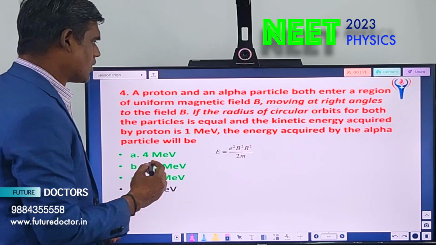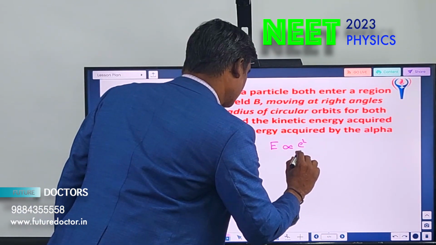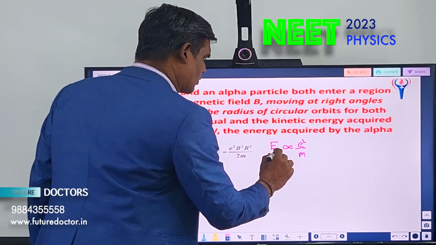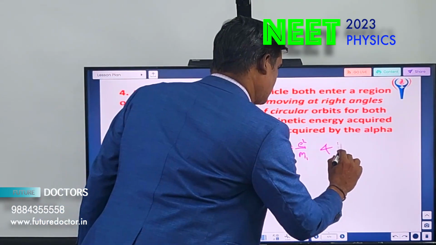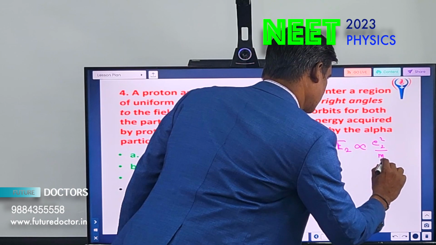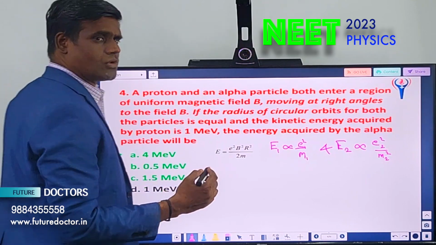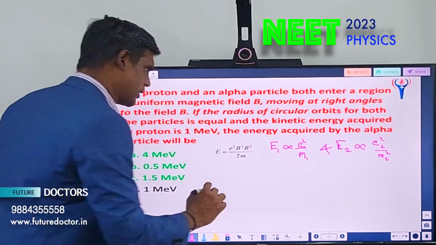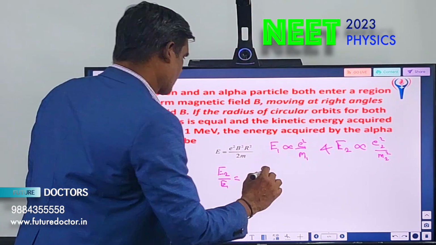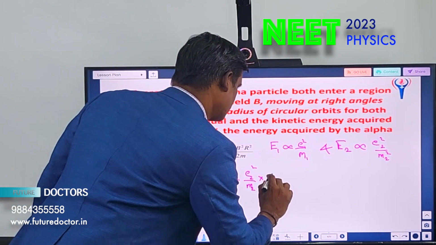Then here, what does E depend upon? E depends upon 2 factors only. E is proportional to e square and inversely proportional to M. Okay. Now 2 particles are given: one is a proton, another one an alpha particle. So for the proton we'll keep E1, small e1, M1, and E2 is proportional to e2 square by M2. Now here what do you want to find? You want to find the energy acquired by the alpha particle, so E2 by E1. It's not E1 by E2, it's E2 by E1. Then E2 by E1 equals e2 square by M2 into e1 square by M1 inverted.